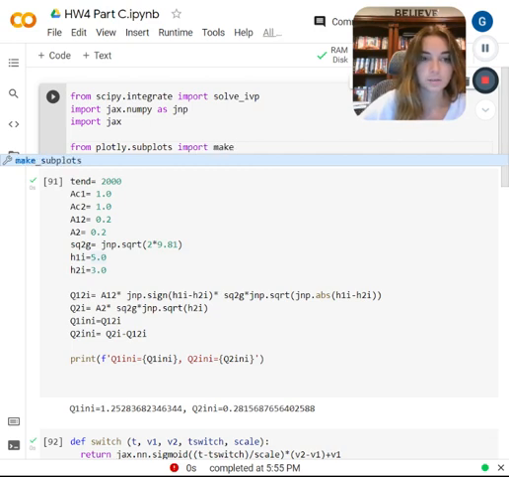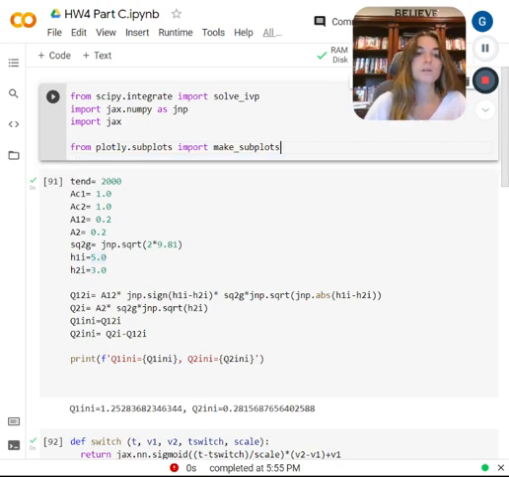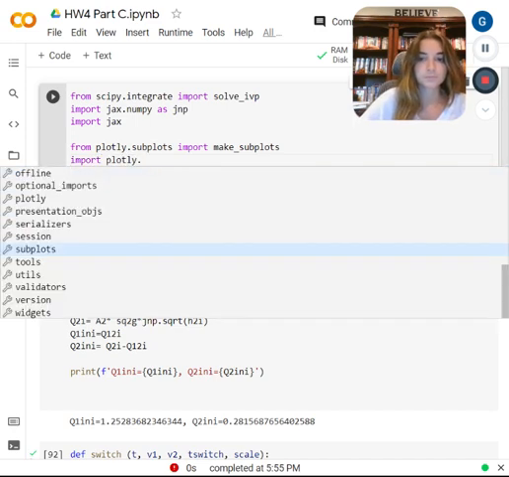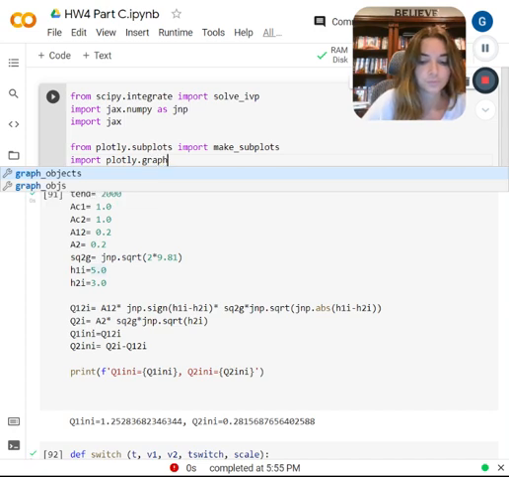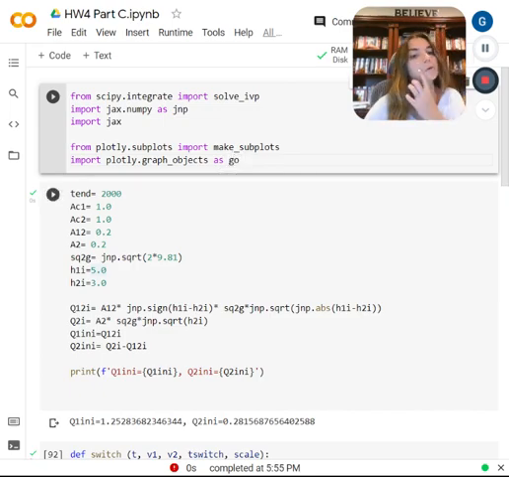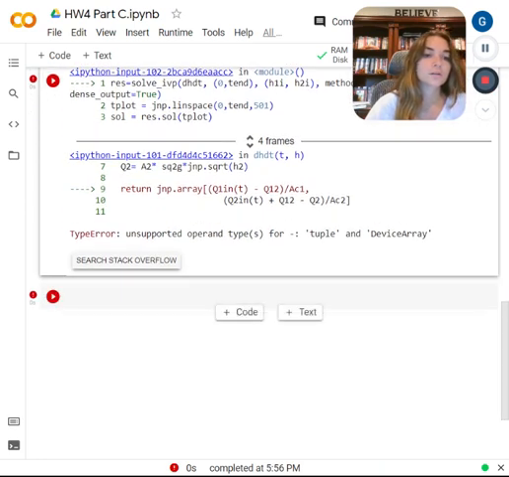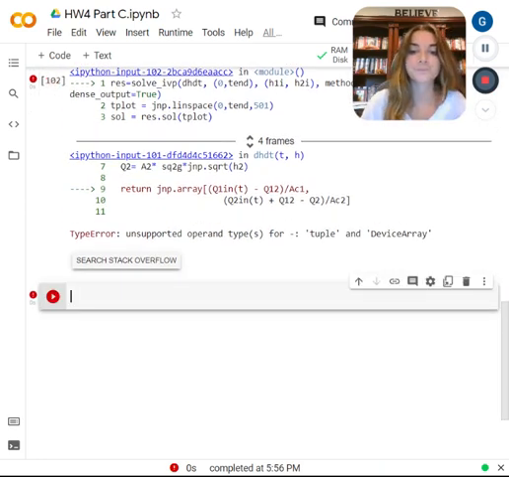Import mix of plots. Import plot graph. Let's go so we can choose what kind of graph we want to represent our data. Alright, so now we're going to start graphing.